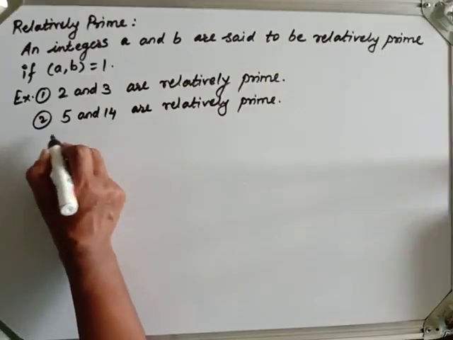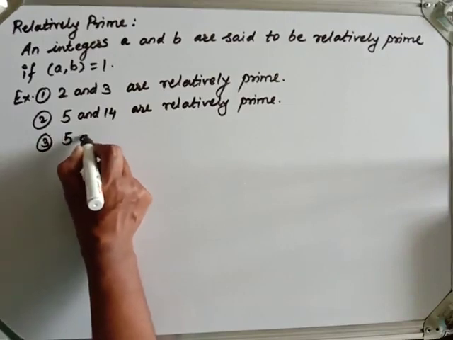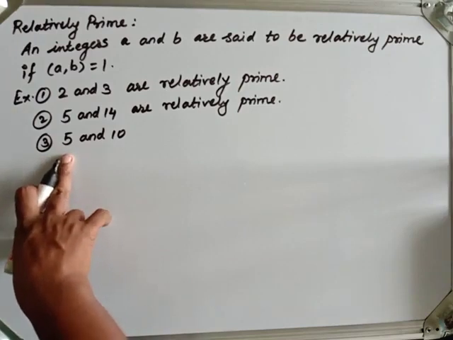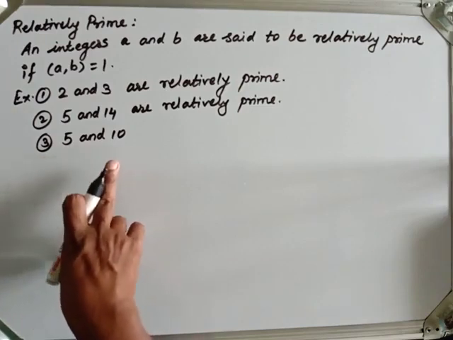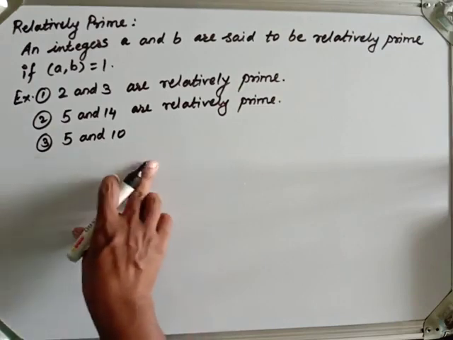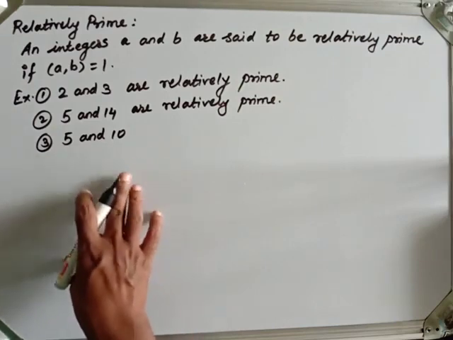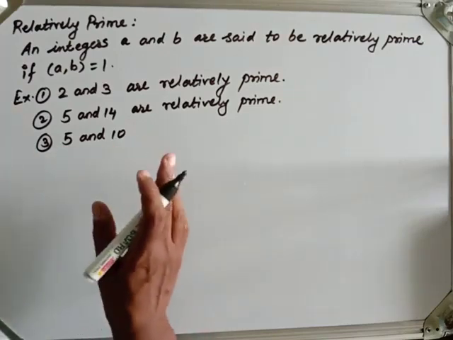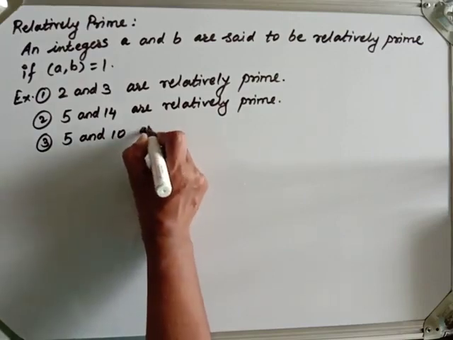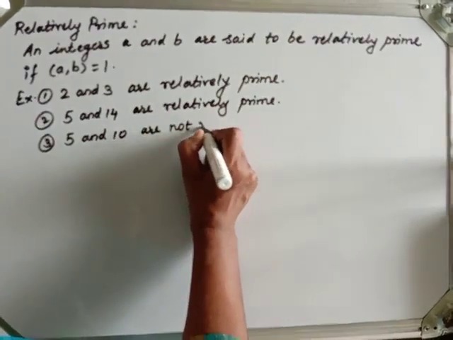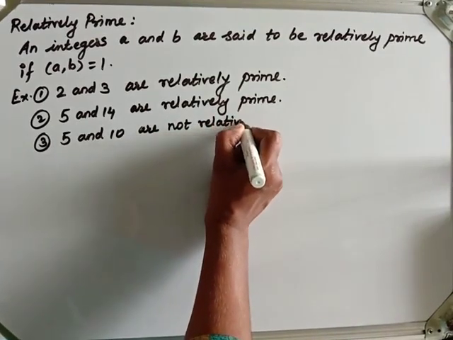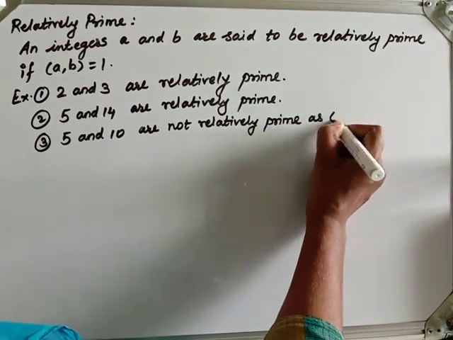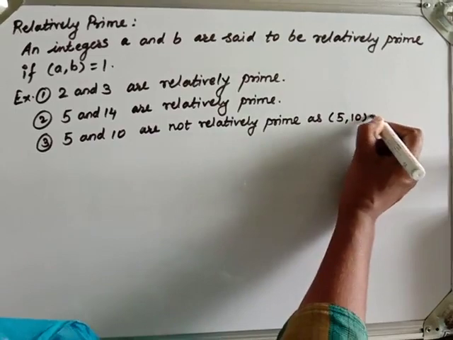Then if I take the next example, 5 and 10. 5 has the divisors 1 and 5 as it is a prime, but 10 has the divisors 1, 2, 5, 10. So the common divisors of them are 1 and 5, and the greatest of them is 5. So the GCD of 5 and 10 is 5, not 1. So they are not relatively prime.